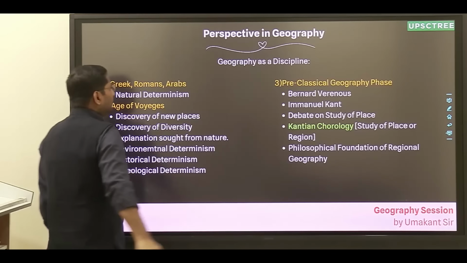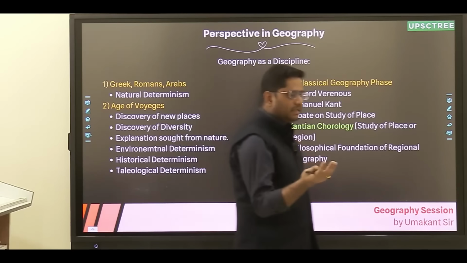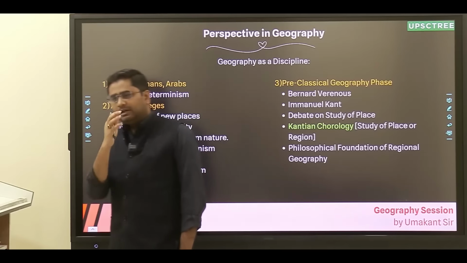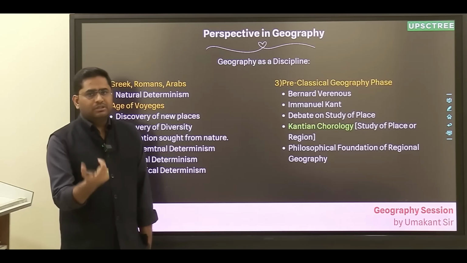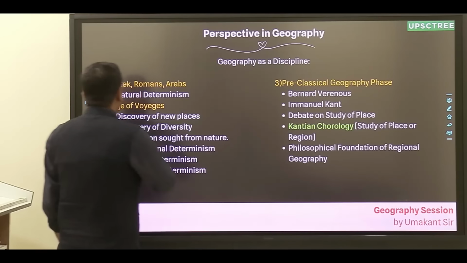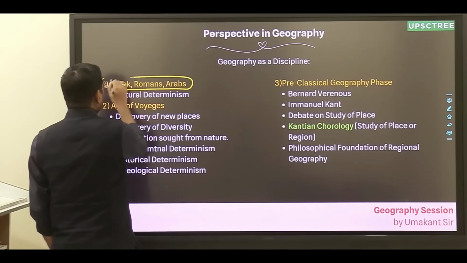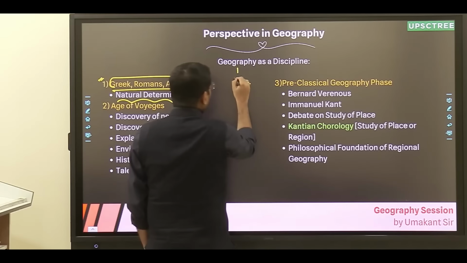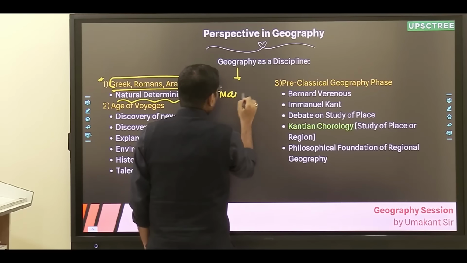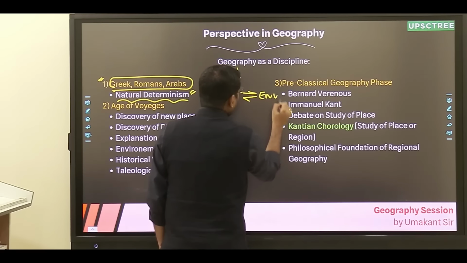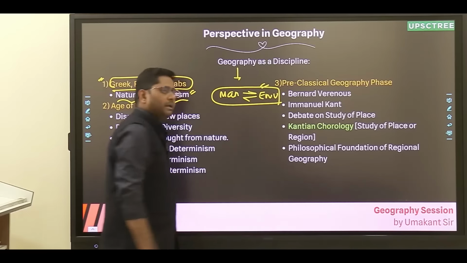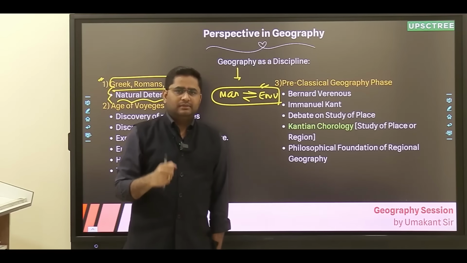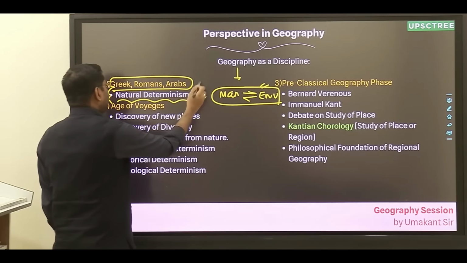Now, if you look at geography as a discipline over the years, initially, as I told you, there was no geographer. There were only philosophers, because geography was not a discipline or subject at that point of time. So, initially, if you look at, say, the Greeks, Romans, Arabs, they believed in natural determinism. That is, the environment. See, the primary concern of geography is the relationship between man and environment. Okay, keep that in mind, man and environment. So Greeks, Romans, Arabs, they believed that environment controls the fate of man, the destiny of man. So that was known as natural determinism.